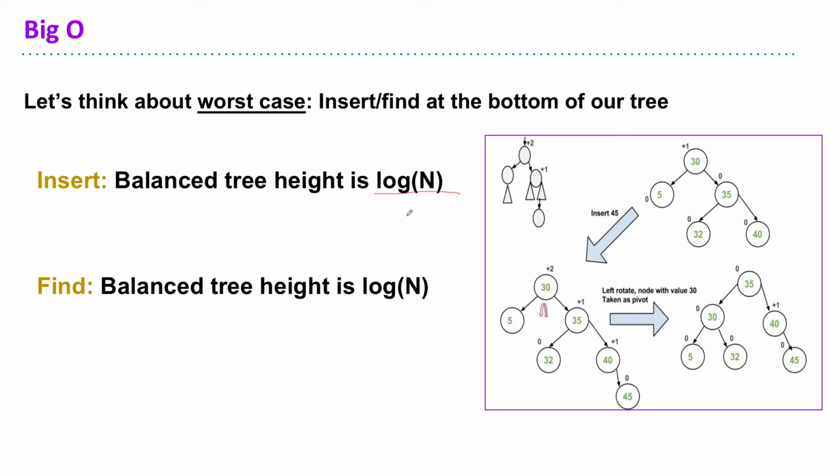Then fixing the tree and potentially restoring balance will also take log n. So this ends up being an O of log n operation. With find, we only need to actually find the element. So potentially it's going to be at the bottom of our tree, which has a height of log n. So this is also going to be an O of log n operation. Alrighty.